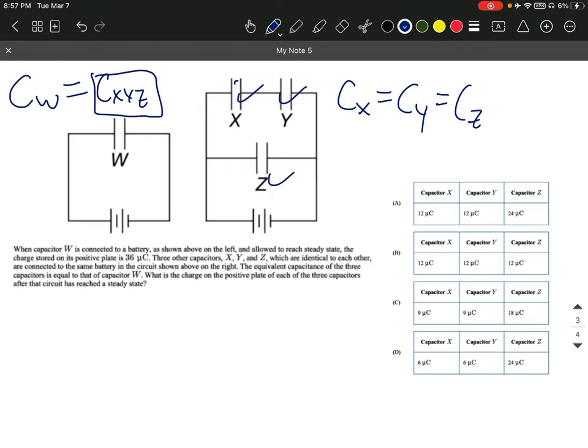I'm going to do one thing that hopefully you guys are okay with, and that is simply calling capacitor X capacitor Z, and I don't really want to call this capacitor Y, I'm going to call it capacitor Z. I'm going to do that because they are all the same. It's given in the question. That's helpful because now I'm just dealing with fewer variables.